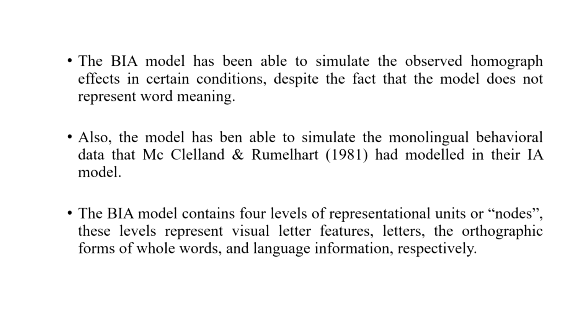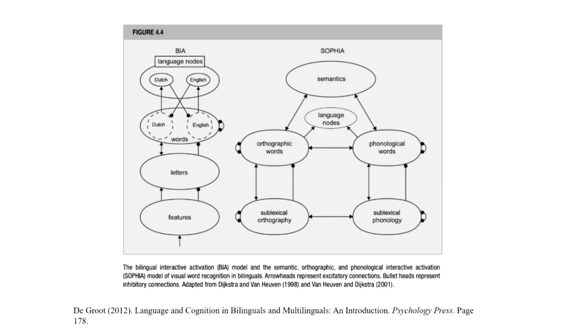The BIA model contains 4 levels of representational units or nodes that represent visual letter features, letters, the orthographic forms of whole words, and also language information. Let us have a look at this model. This one on the left is the bilingual interactive activation model. You can see that it has language nodes, it has language information, Dutch or English, it has words from Dutch and English, it has a letter level, it has a feature level as well.